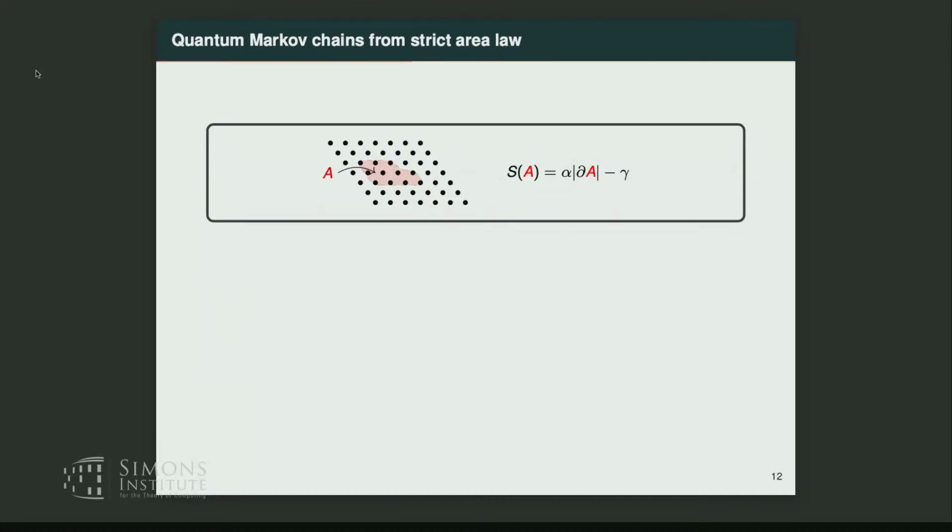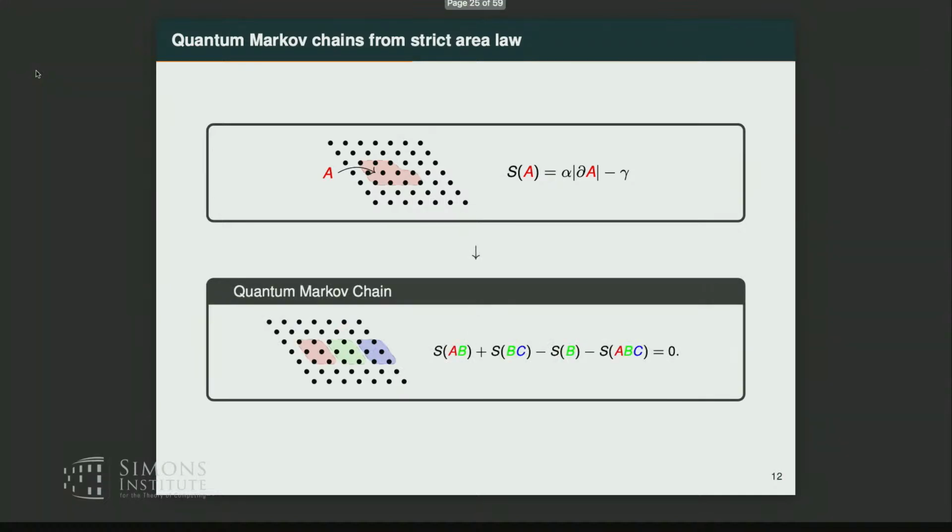And quantum Markov chains are very natural objects that appear in these strict area law states, because you can come up with very easy examples of subsystems, like we have here, in red, green, blue. And for these 3 contiguous subsystems, insofar as you accept that the strict area law is true, you can easily verify that this linear combination of entanglement entropies is 0.